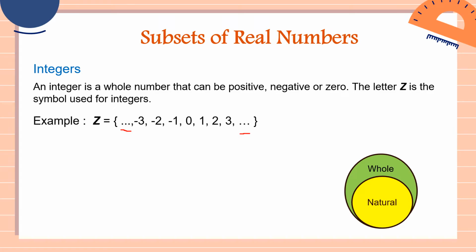Once again, class, going to the left, after negative 3 you have these three dots. It means so on and so forth, including negative 4, negative 5, negative 10, negative 20, negative 30, up to negative infinity. Now going to the right, we have positive 3 and another three dots.